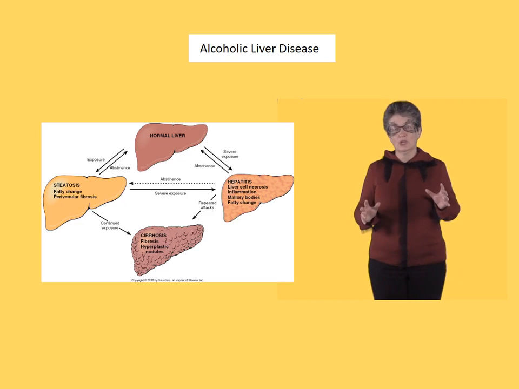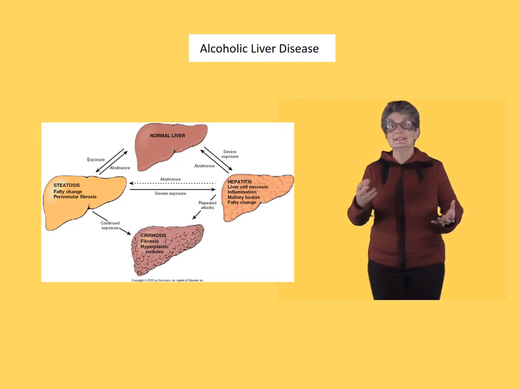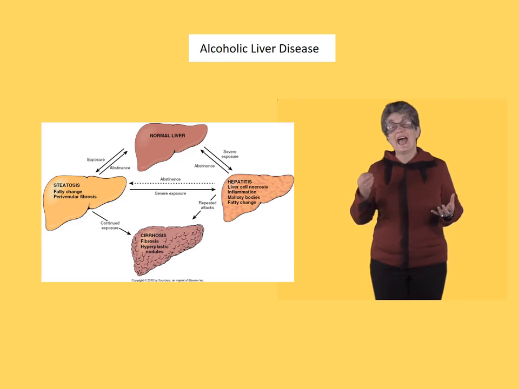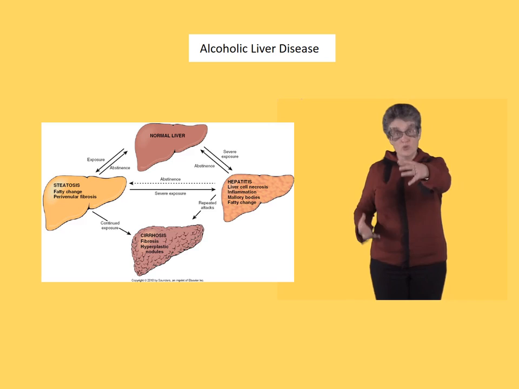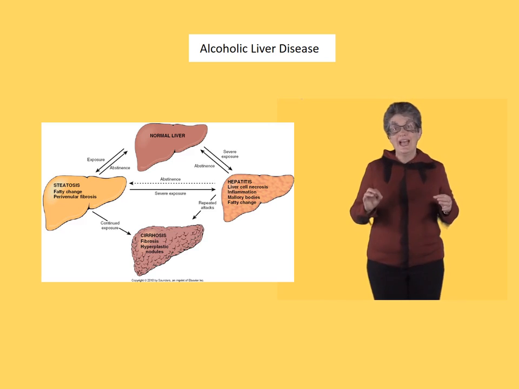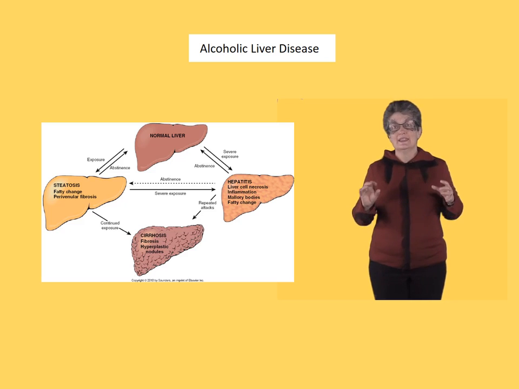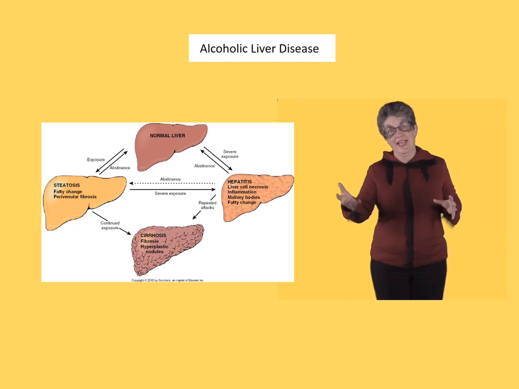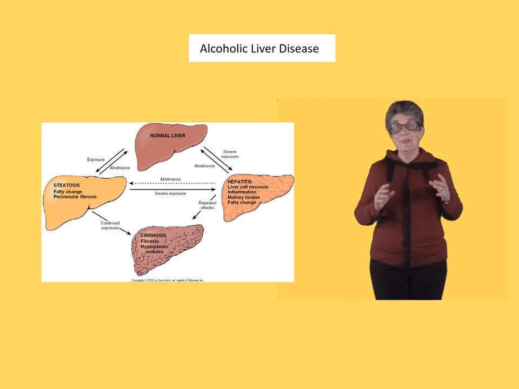Drinking alcohol can cause several changes to the liver. Firstly, it can cause fatty liver. Secondly, it can cause alcoholic hepatitis. And both of these can lead to cirrhosis. Now, in alcoholic liver disease, the liver can go backwards and forwards between having fat and not having fat, depending on how much alcohol's been drunk recently.